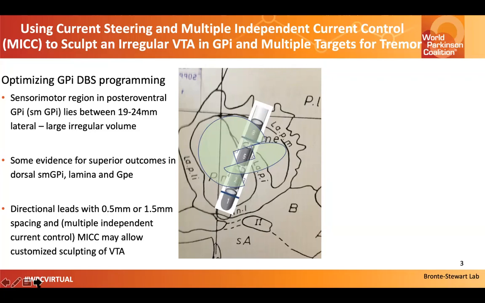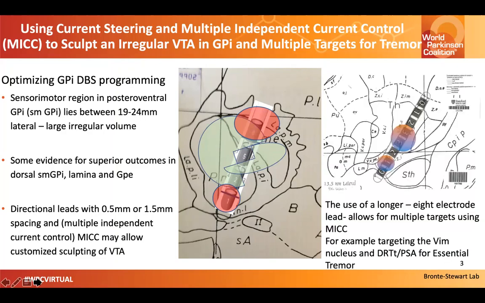And then we can use multiple independent current control to use a small VTA at the base of the GPI here, carefully not to encroach on the optic tract here. And also there's some evidence that the VTA encompassing the lamina and even parts of GPE may also in fact be efficacious, and one can therefore use a VTA in the most dorsal electrode using multiple independent current control.